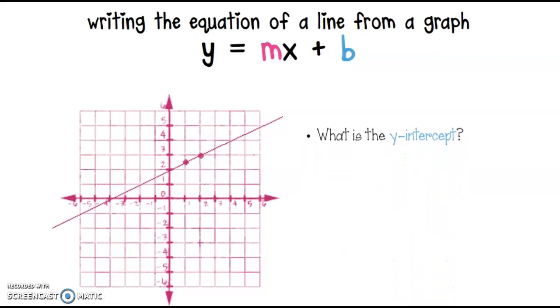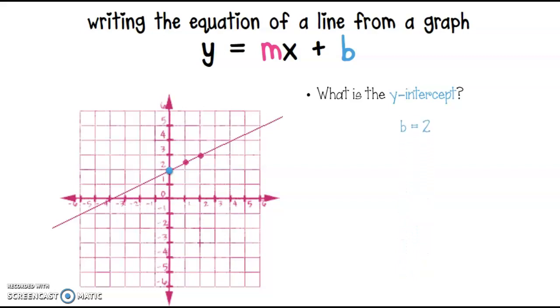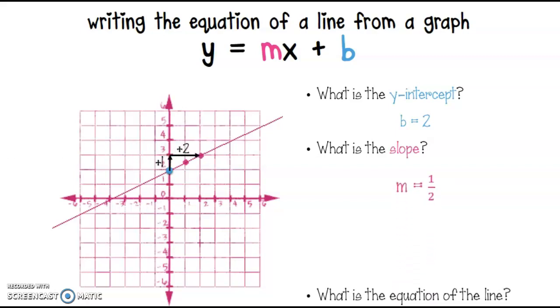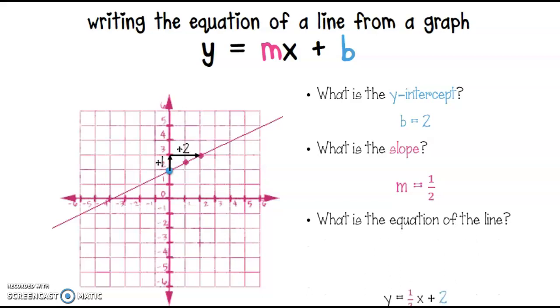So for this line, the y-intercept, the line crosses at positive 2, so b equals 2. The slope, we're going to rise 1, run 2, so our slope is 1/2. The equation of the line, you just substitute those in, you get y equals 1/2 x plus 2.